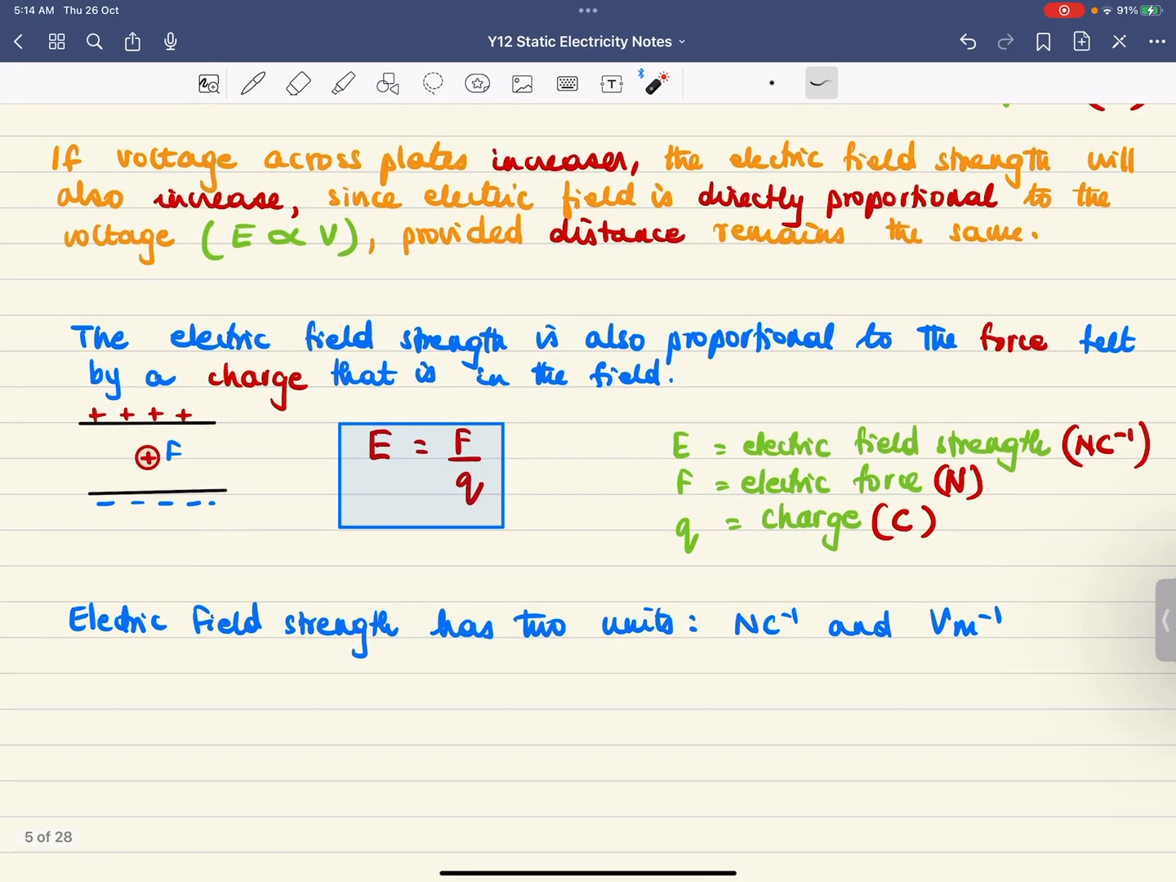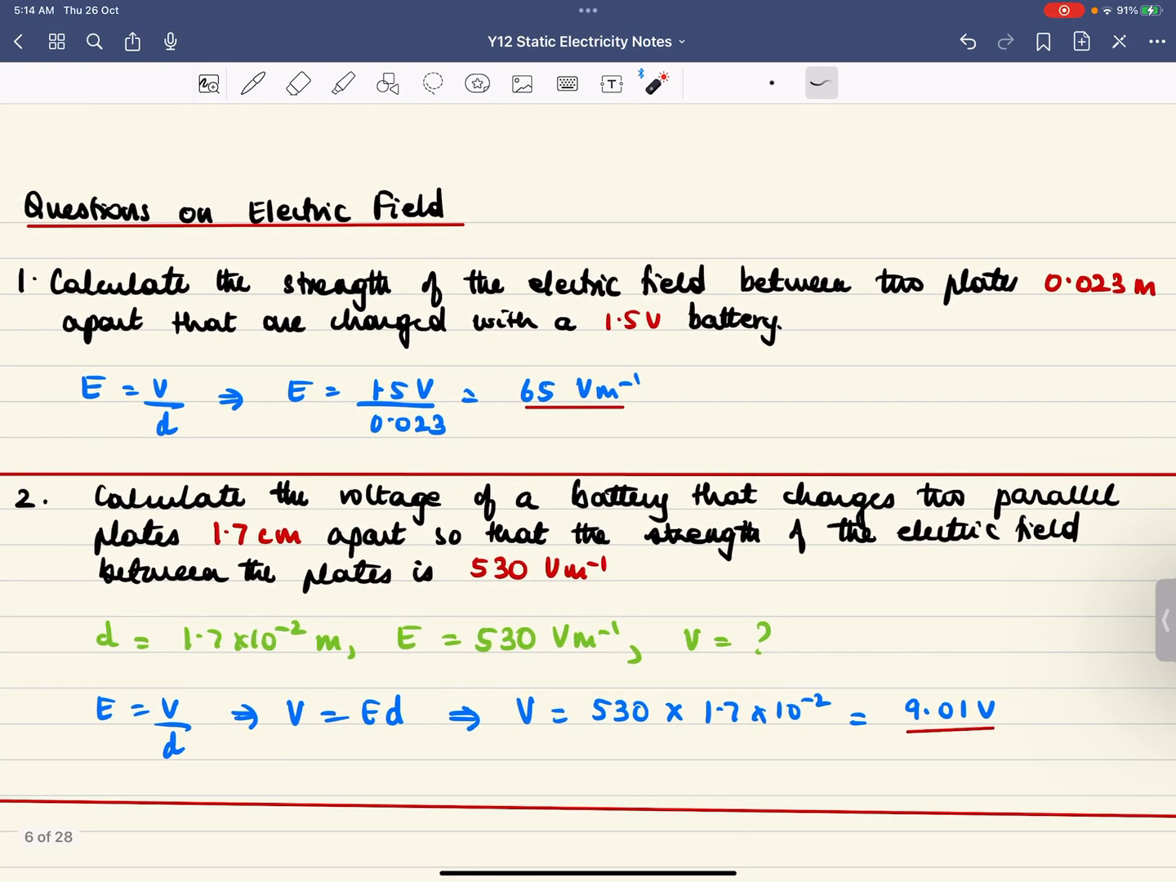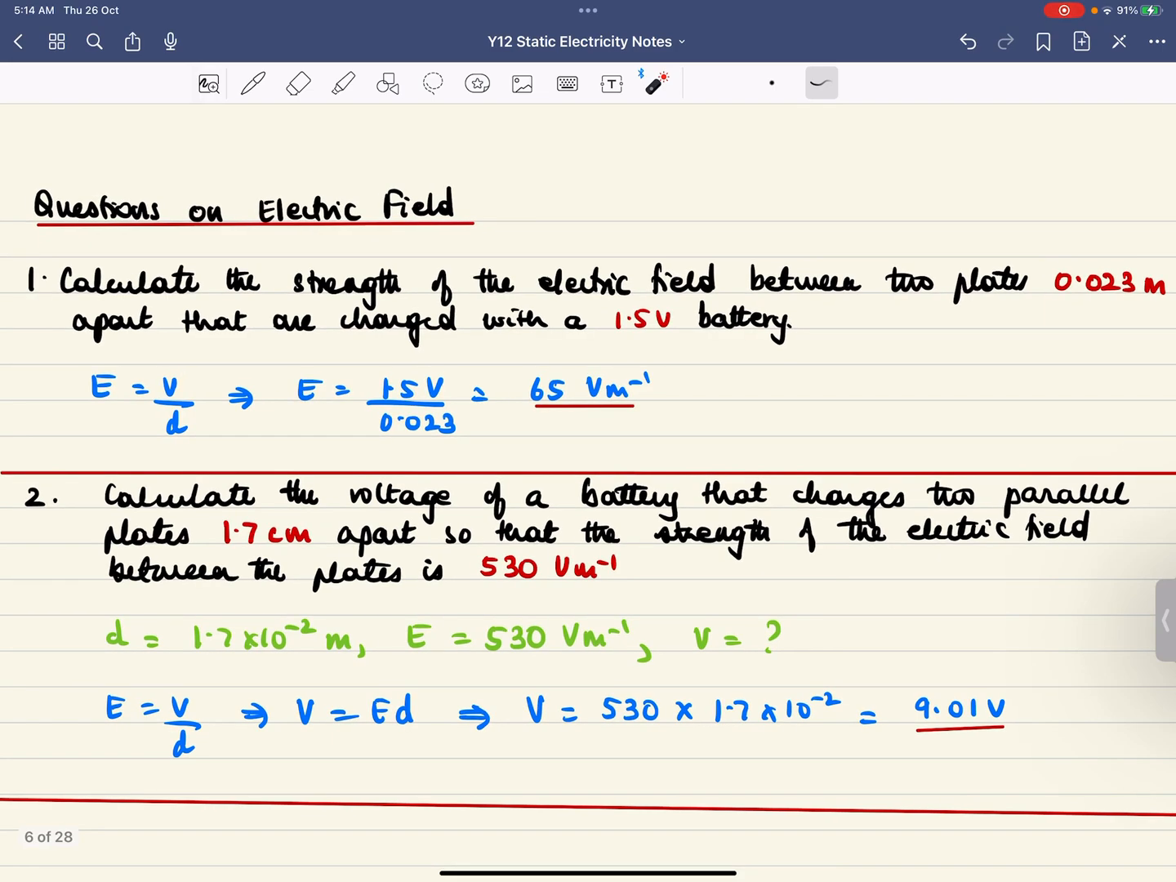So there you have it. And then I've done some questions on the electric field, so you could take a look at this and practice it. And these are just straightforward questions.